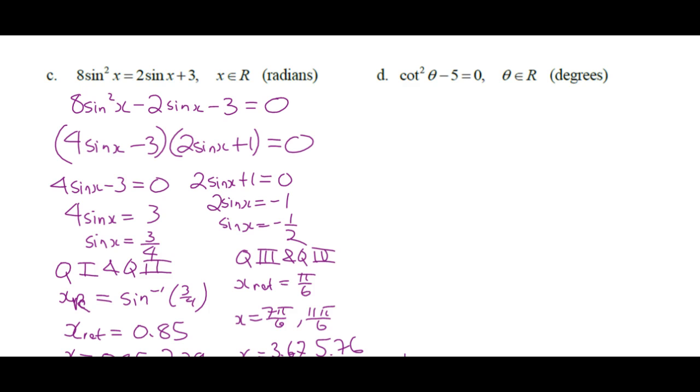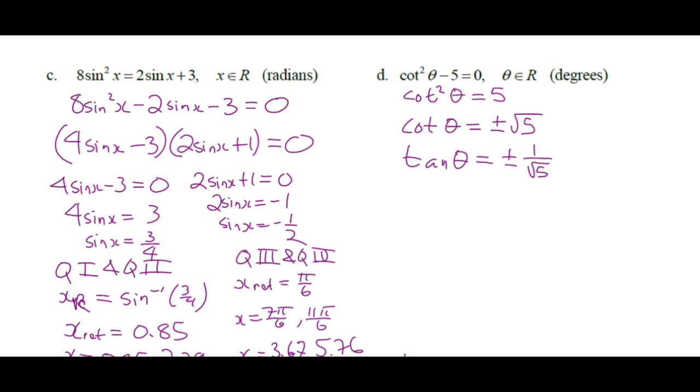Cotan squared. Okay, so cotan squared theta is 5. So what's cotan theta? Plus or minus. Yeah, that's the key, right? When we're square rooting, it's plus or minus. So cotan theta is plus or minus root 5. Where's the inverse cotan key? No, we don't have one, so what do we have to do? What's tan theta? Plus or minus 1 over root 5.